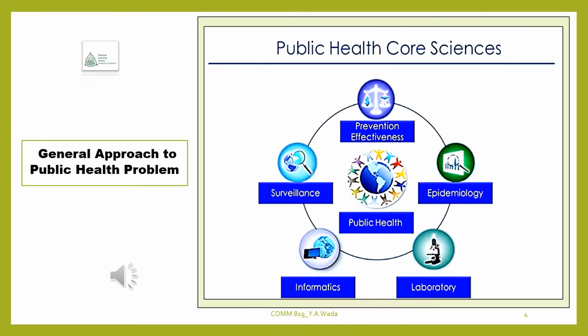And they can use the science of prevention effectiveness to assess whether a mass dog vaccination or human population vaccination might be the most cost-effective way of controlling or eliminating rabies. So you can see how these core sciences work together in order to provide a solution to a given problem in public health.